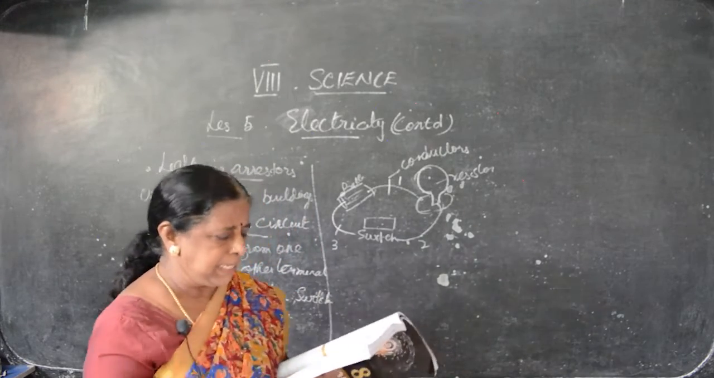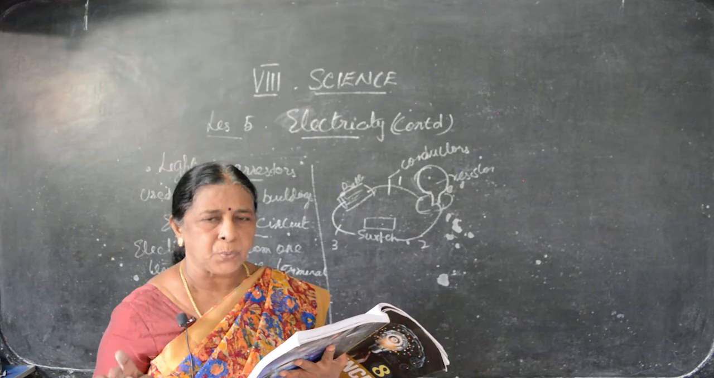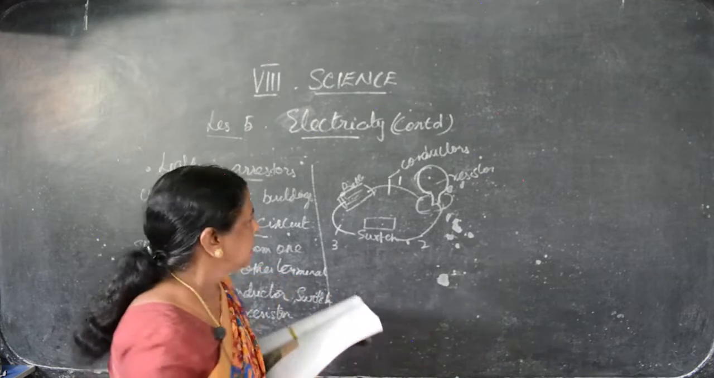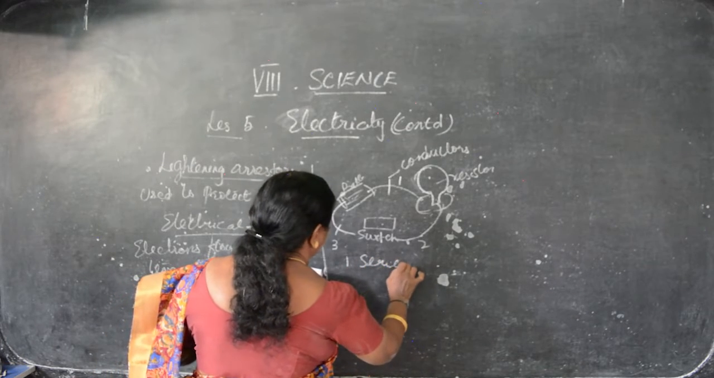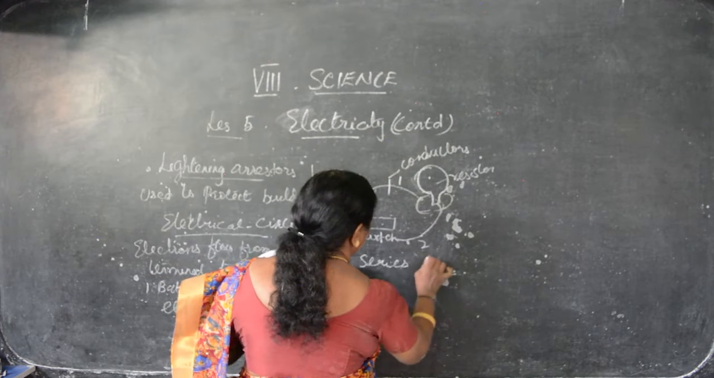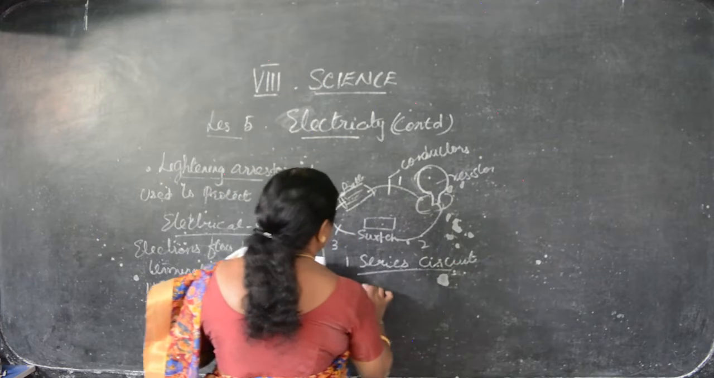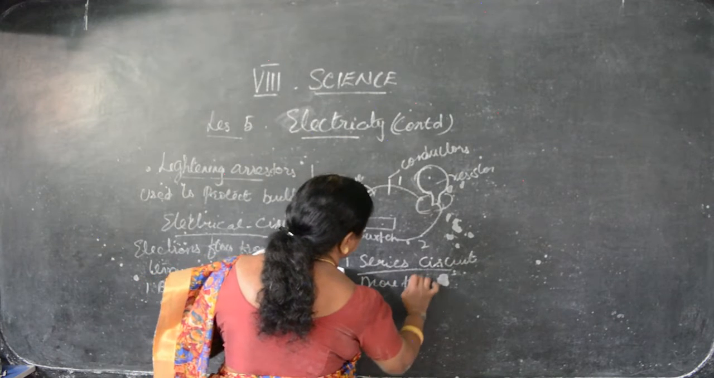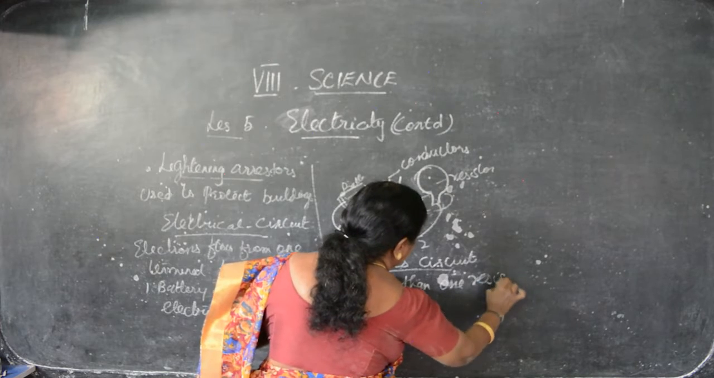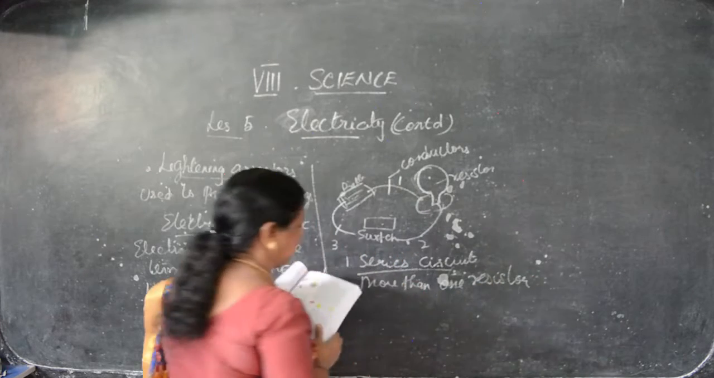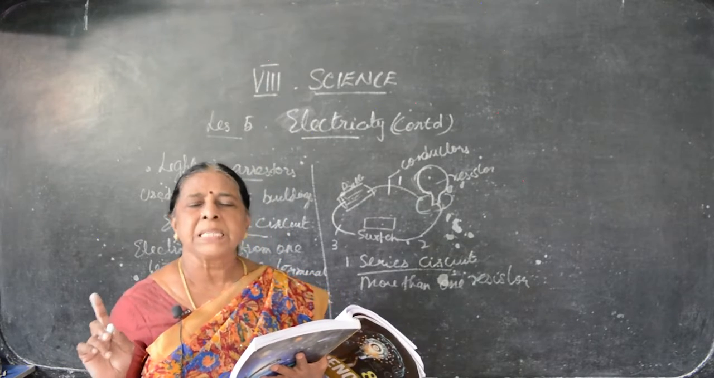Next we have to see series circuit. Series means what? It is a group of things. A series circuit is one that has more than one resistor. Resistor we have seen now. First one is series circuit. It has more than one lamp. What is resistor? The bulb which glows. Series circuit is more than one resistor, but only one path through which electrons travel.